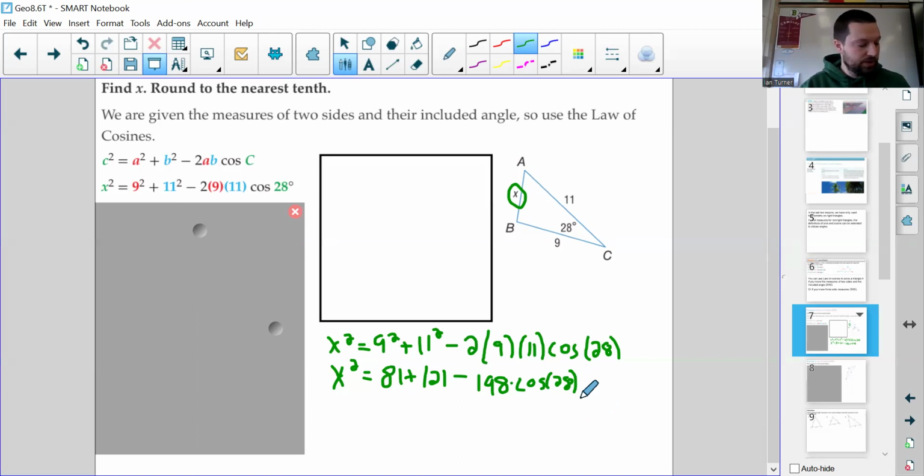So it's going to be 81 plus 121 gives us 202. So we get x squared equals 202 minus 198 times cosine of 28. Again, do not subtract. You may not subtract. Unacceptable. Okay? You got to multiply by cosine of 28 first. I see that mistake constantly. So it's 198 times cosine of 28. Should probably make sure this is in radians. Someone else was using this. So we get 174.8, and then we're going to do 202 minus 174.8.